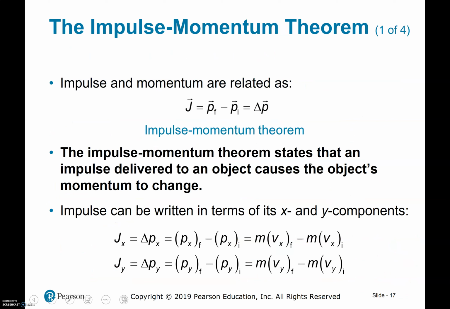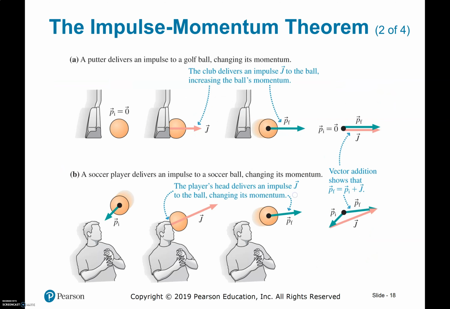So now we are ready to write the impulse momentum theorem. Remember the impulse that we defined at the beginning? And now we have the change in momentum. So the impulse is equal to the change in momentum. J is equal to delta P, and these are vectors. The impulse momentum theorem states that the impulse delivered to an object causes the object to change its momentum. This is basically Newton's second law written with these two new quantities. It's a vector equation, so it has two components in 2D and three components in 3D.